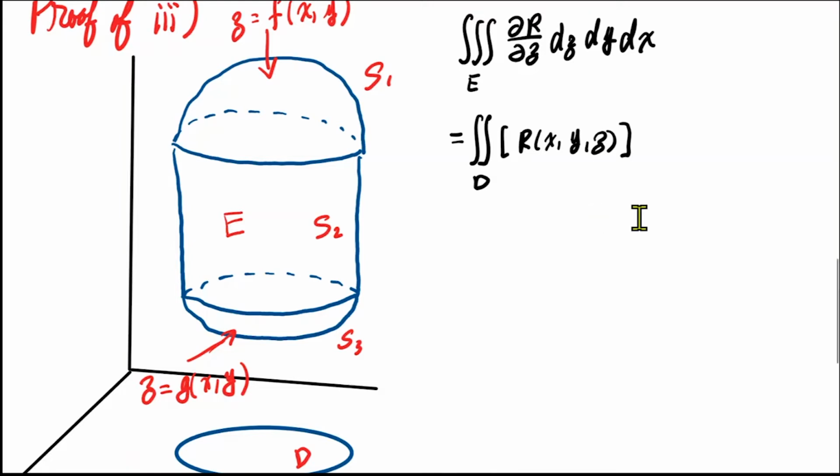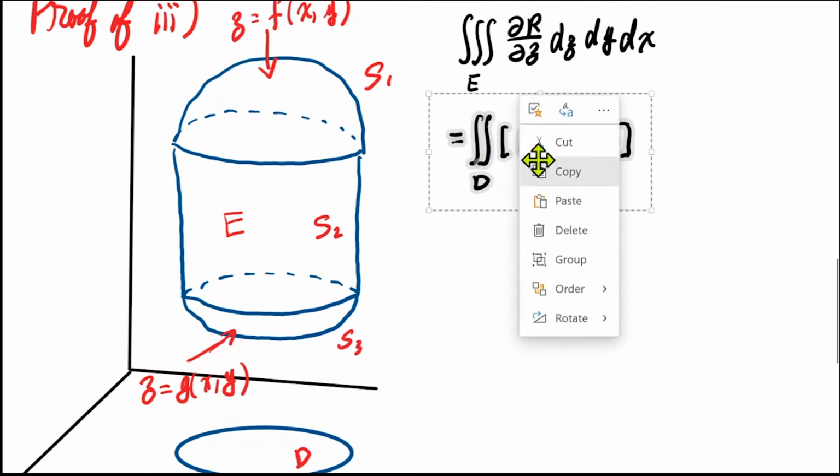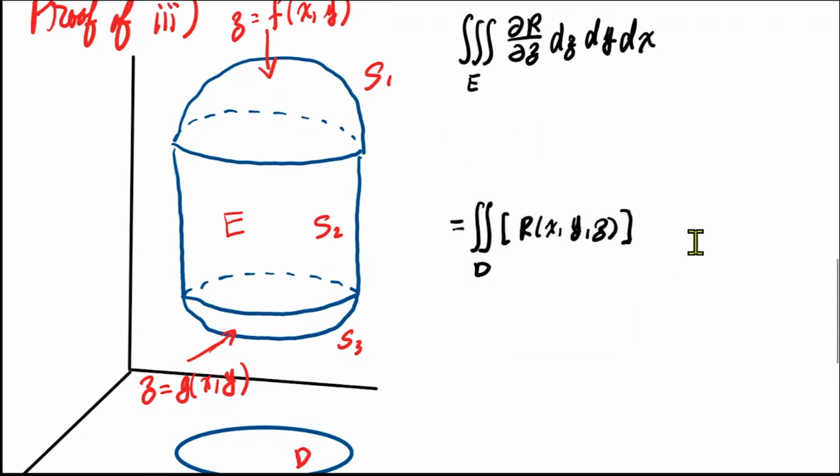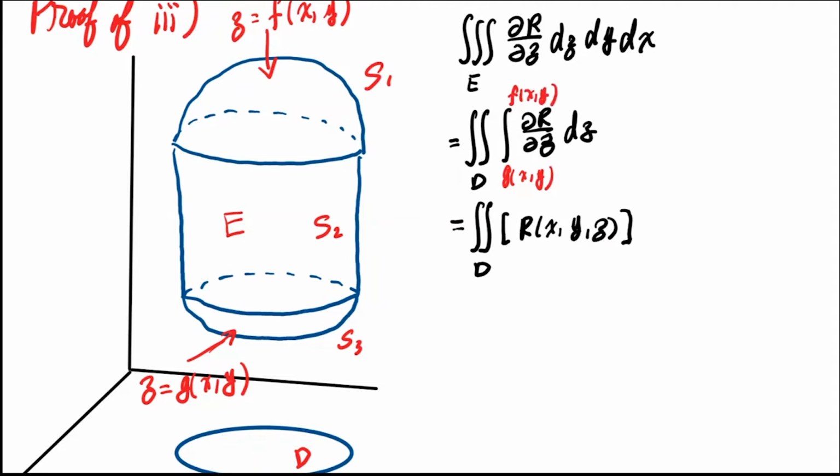I'm going to take an extra step so that you clearly understand what's going on. This is D, and this part is partial R with respect to partial Z, dz, and the lower limit is when Z is equal to G of X and Y, and the upper limit is F of X and Y, correct? That's how we evaluate the integral, and the rest is just dy dx.